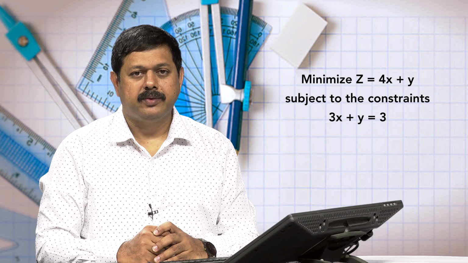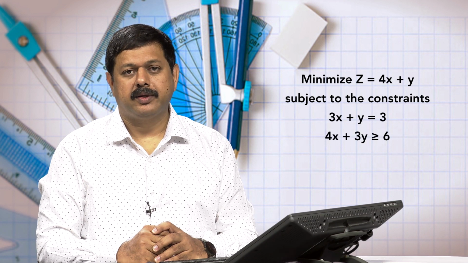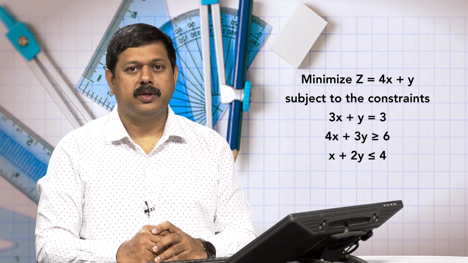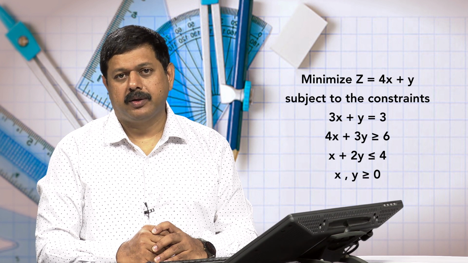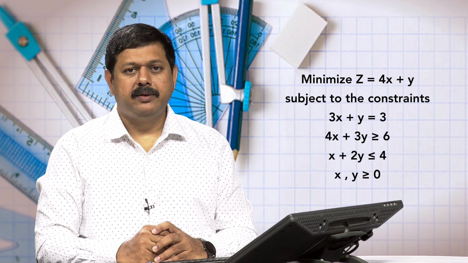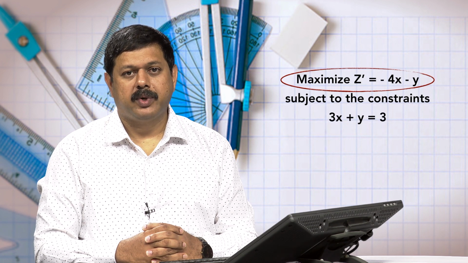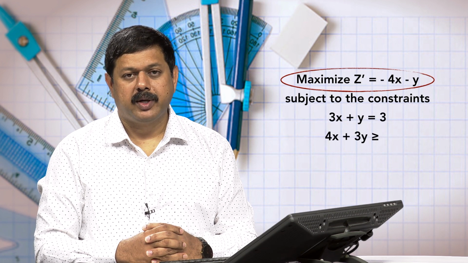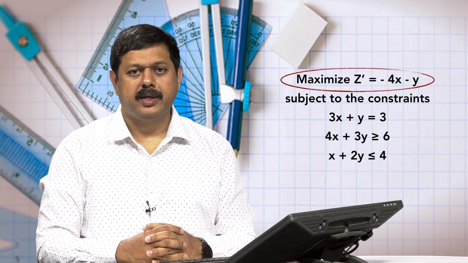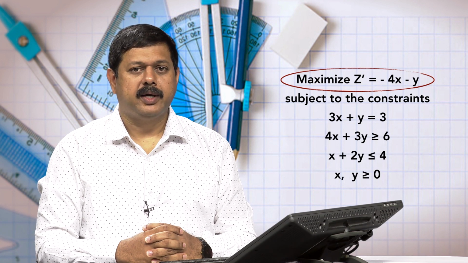To know more about it, we shall consider a linear programming problem given by minimize z is equal to 4x plus y subject to the constraints 3x plus y is equal to 3, 4x plus 3y greater than or equal to 6, x plus 2y less than or equal to 4, x comma y greater than or equal to 0. Let us rewrite this problem as maximize z prime is equal to minus 4x minus y subject to the constraints 3x plus y is equal to 3, 4x plus 3y greater than or equal to 6, x plus 2y less than or equal to 4 and x comma y greater than or equal to 0.